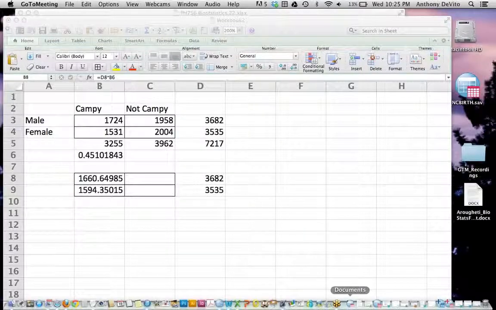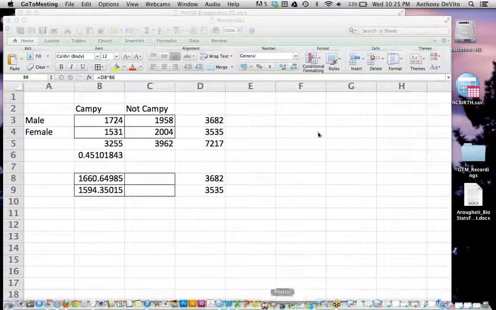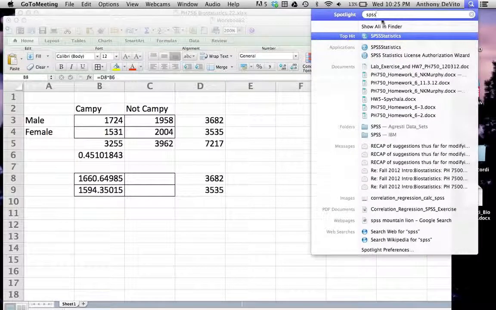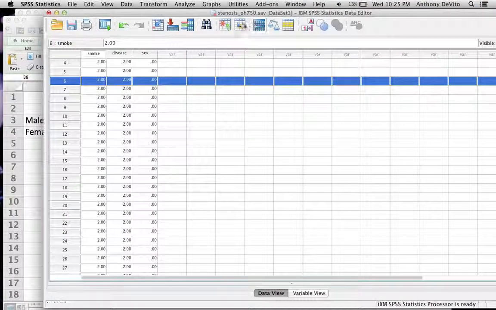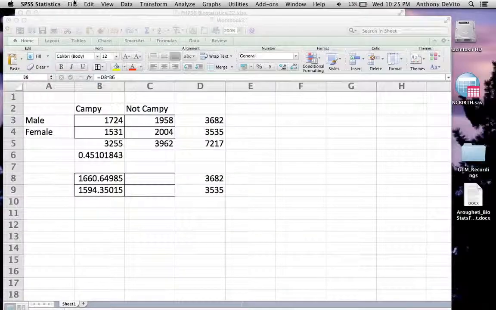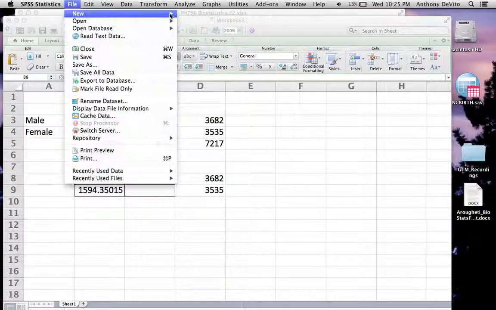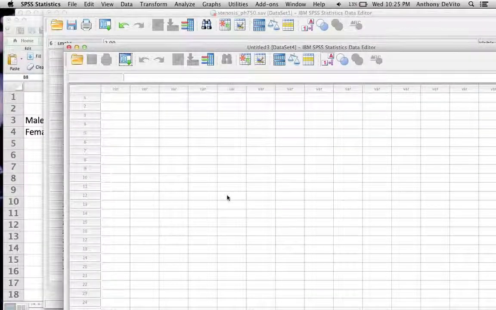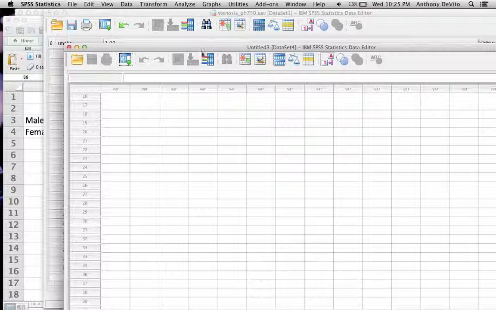See it. Let me find SPSS. Okay, don't need that. I'm going to start a new data file. Now in SPSS, I'm going to define some data set here.